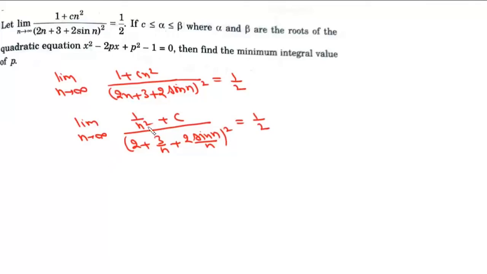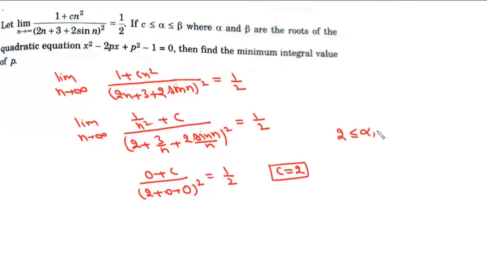Now we put n tends to infinite, this is 0 plus c, and this is 2 plus 0. Now this is sine infinite upon infinite. Now sine infinite is an oscillating value, which is minus 1 to 1. So minus 1 to 1 upon infinite is 0. So this is 2 plus 0 whole square, and it is 1 by 2. So the value of c is simply 2. So from here we'll get the value of c as 2. Now it says both the roots of this equation, alpha and beta, are greater than 2.